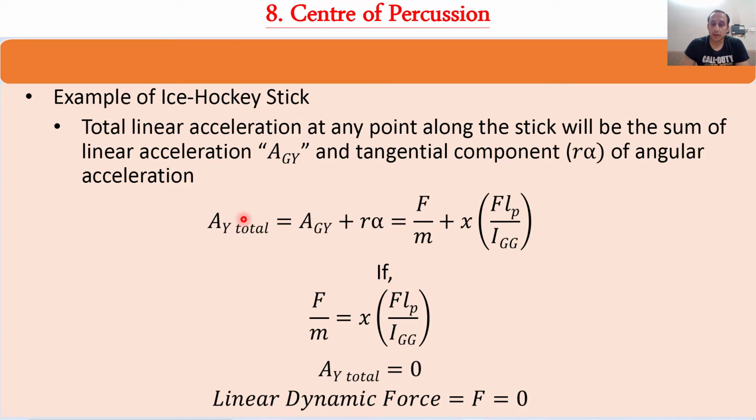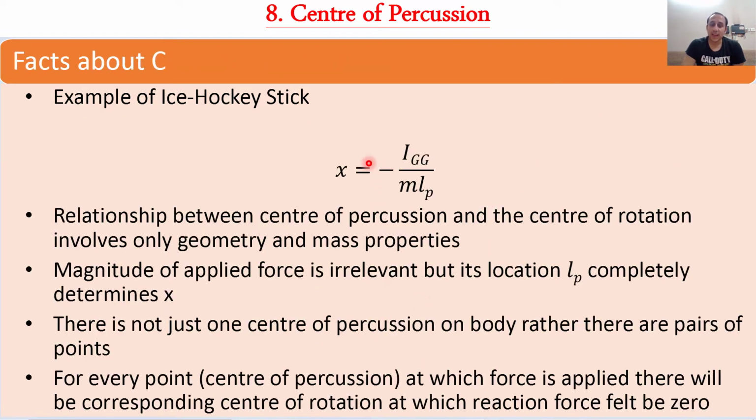So if we want to calculate the point at which we need to hold the hockey stick so that there is no reaction force, then we need to calculate this x. That is the point at which, if we hold the hockey stick, there will be no reaction force. If we equate the linear acceleration to the negative of this tangential acceleration, then we can find the value of x, and that is the point at which the holder of the hockey stick experiences no reaction force. So that x will be equal to what?